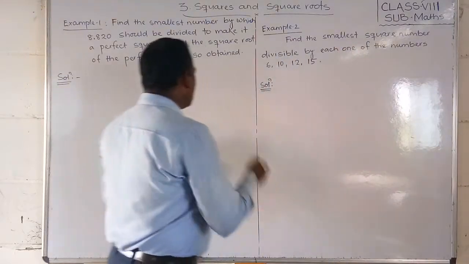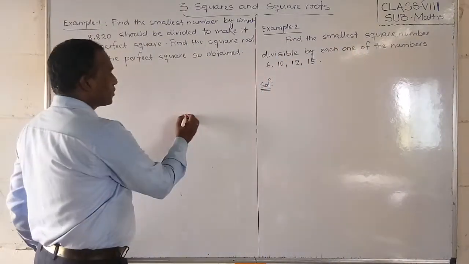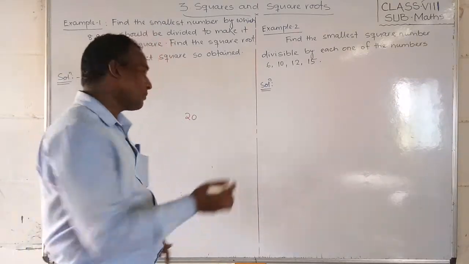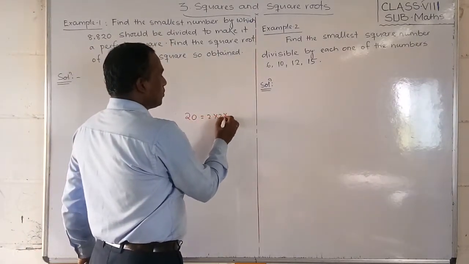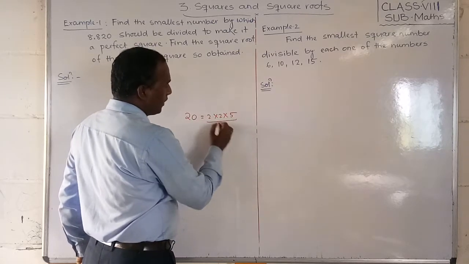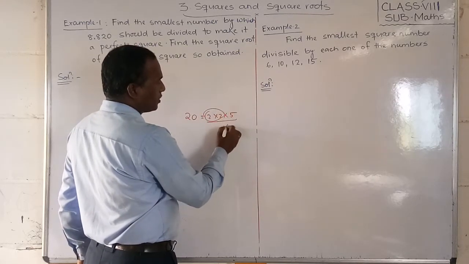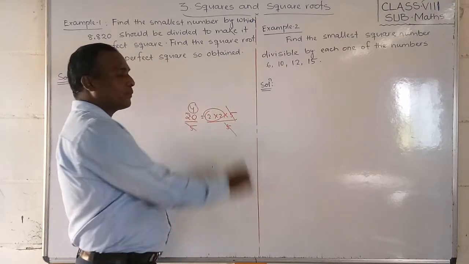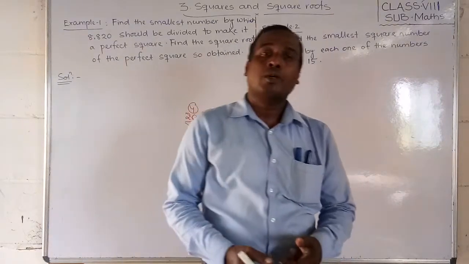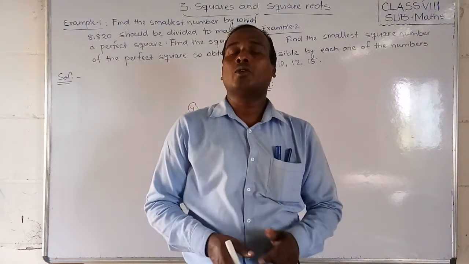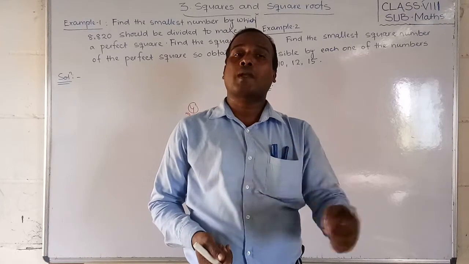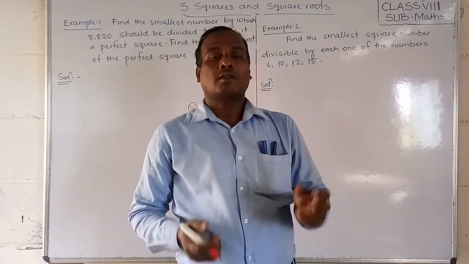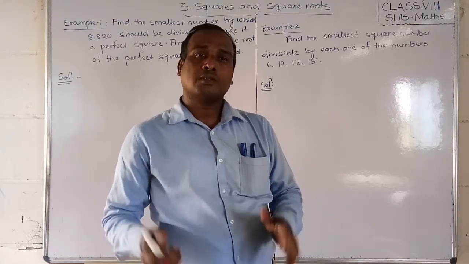Okay friends, same like it, suppose 20. Which number will we divide 20 by so that it becomes a perfect square? Same way, do the prime factorization: 2 into 2 into 5. If you divide by 5, the pair remains, and 5 divided by 5 cancels. So 20 divided by 5 is 4, and 4 is a perfect square number. So by prime factorization only we can find which number should be multiplied to become a perfect square, or which number should divide this number so it becomes a perfect square.